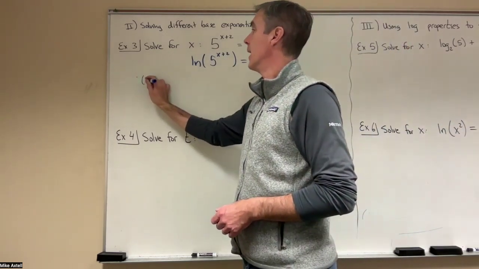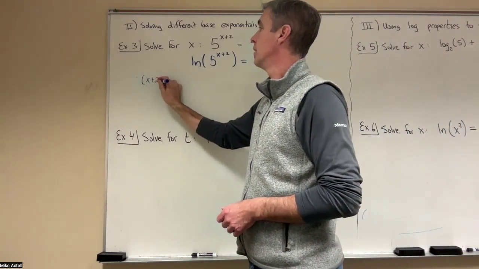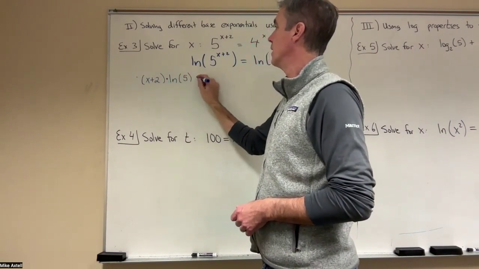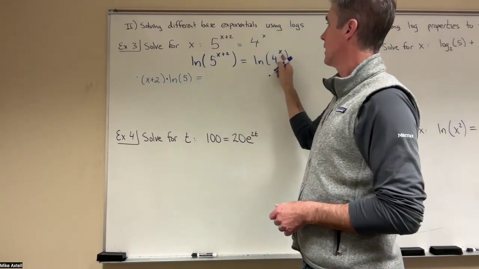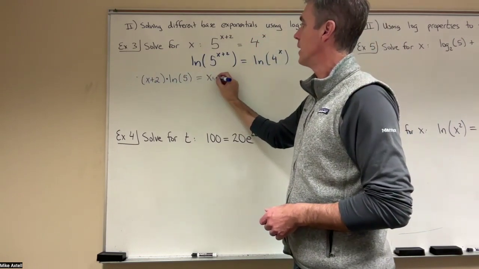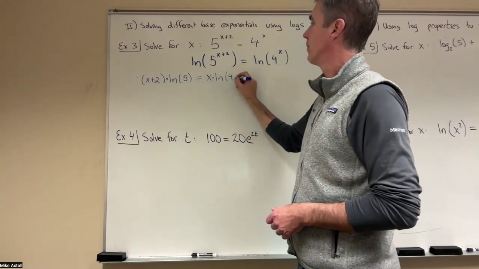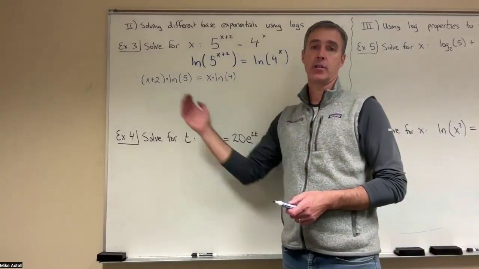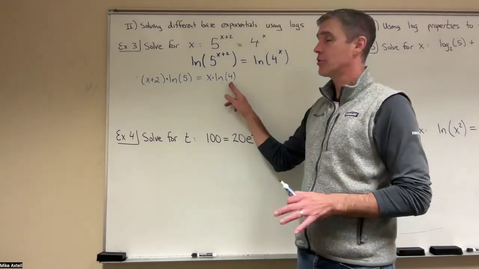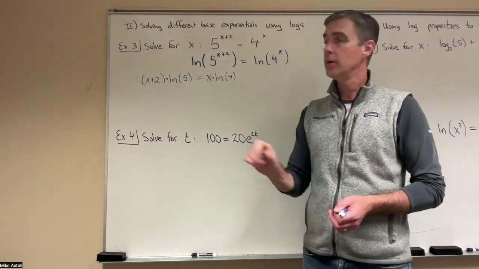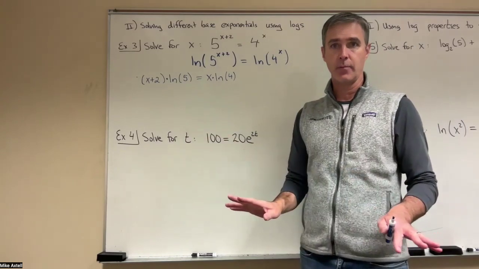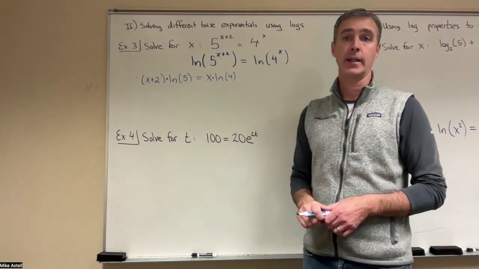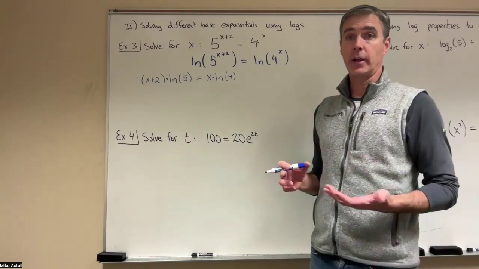So I'm going to get x plus 2 times the natural log of 5 equals x, the x comes down in front, times the natural log of 4. All right? Now, this is a much nicer algebraic expression. The natural log of 4 is just some number. The natural log of 5 is just some number. So this is pretty much a linear kind of equation that I need to solve. So I'm going to solve it like that.